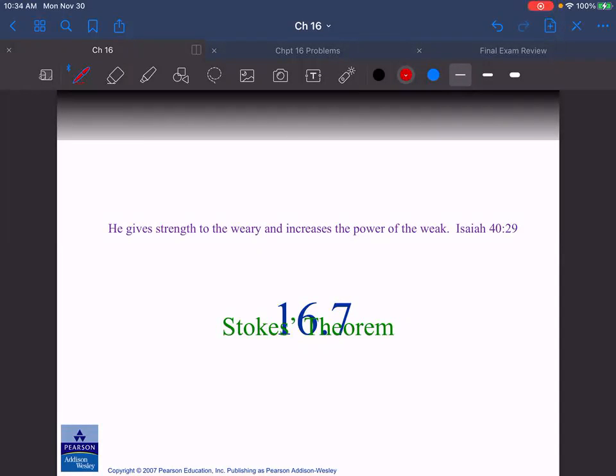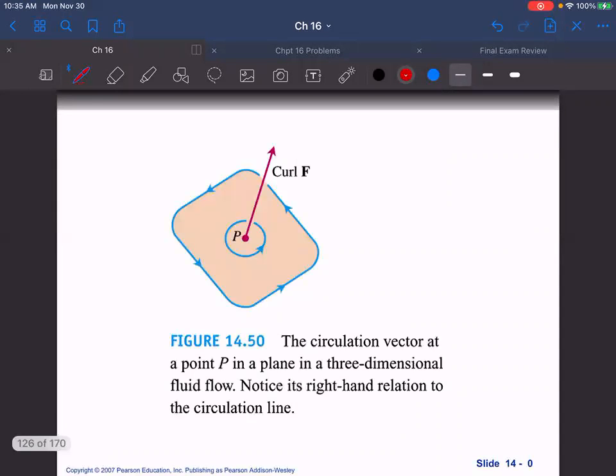All right, so here we're going to do 16.7 Stokes' theorem, very similar to, or I guess I should say just a more generalized version of what we saw with Green's theorem a couple sections back. So here we go, we have a circulation vector at a point P in a plane and a three-dimensional fluid flow. So we're looking at how much is flowing around that point.